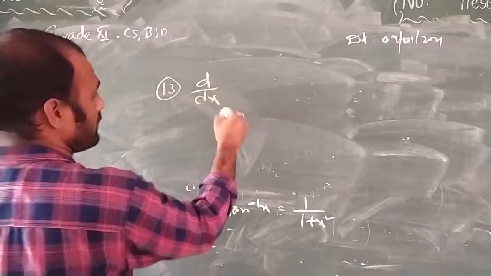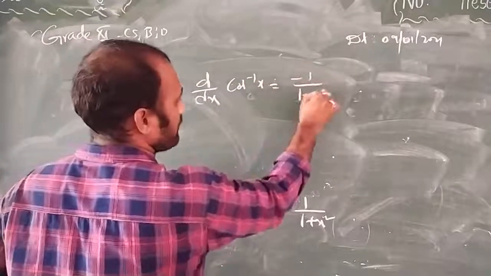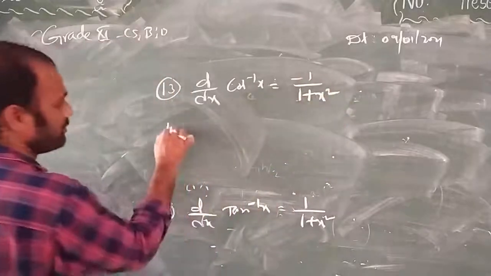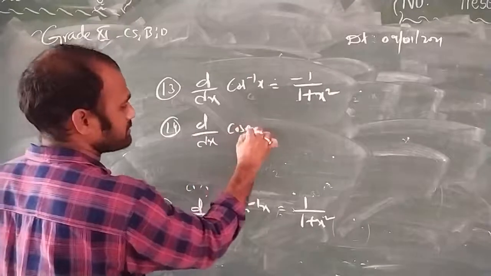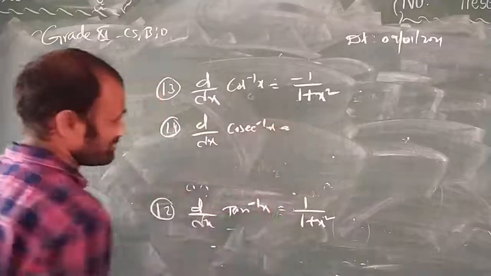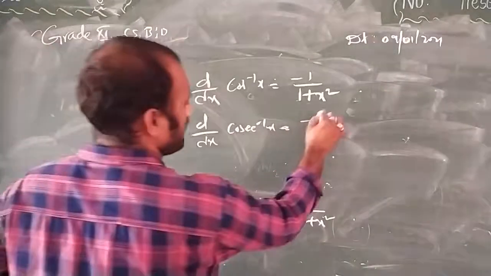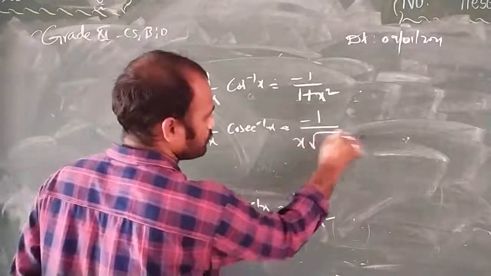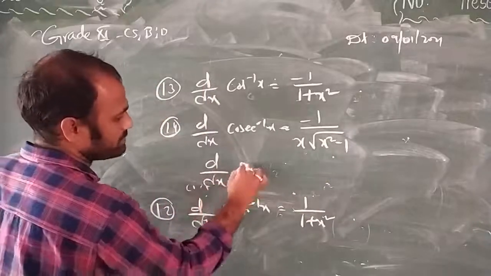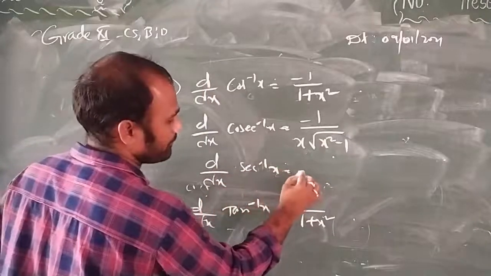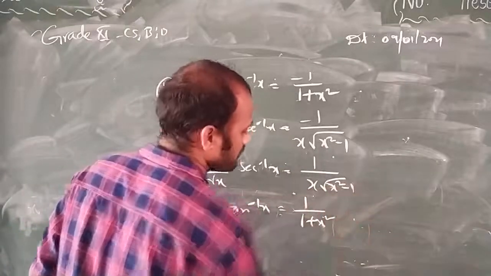Derivative of cot inverse x is minus 1 by 1 plus x square. Derivative of cosecant inverse x is minus 1 by x into root of x square minus 1. So derivative of secant inverse x is 1 by x root x square minus 1.